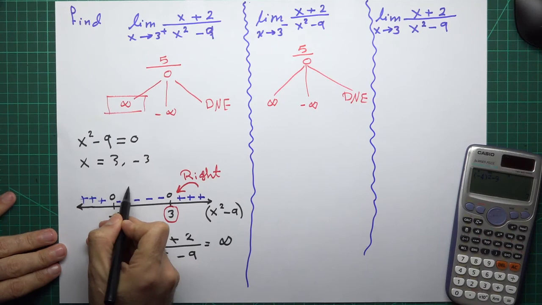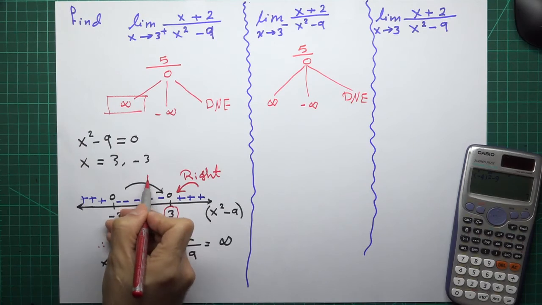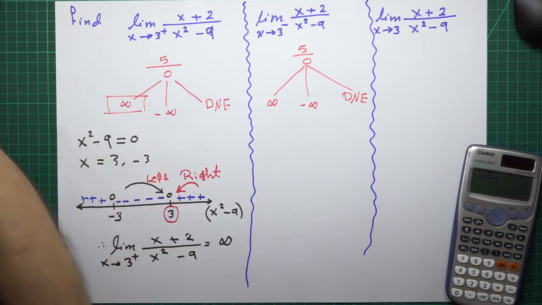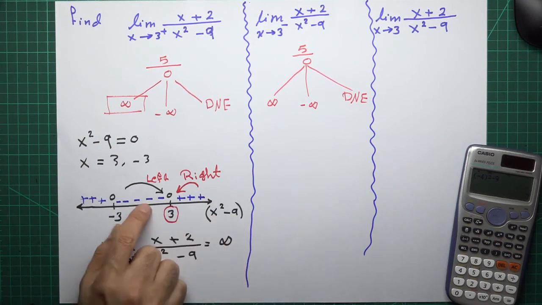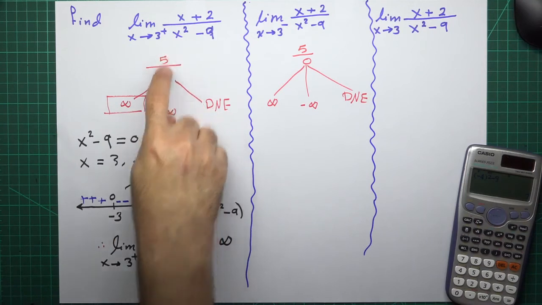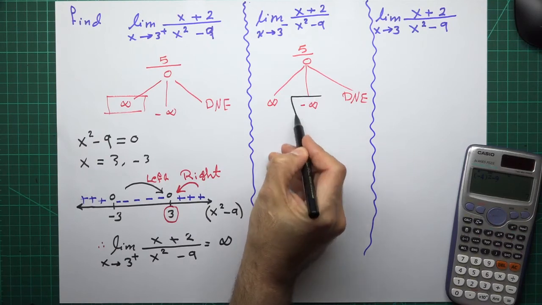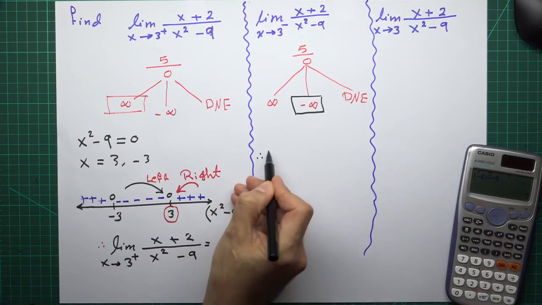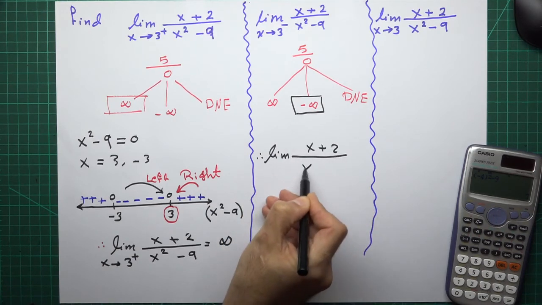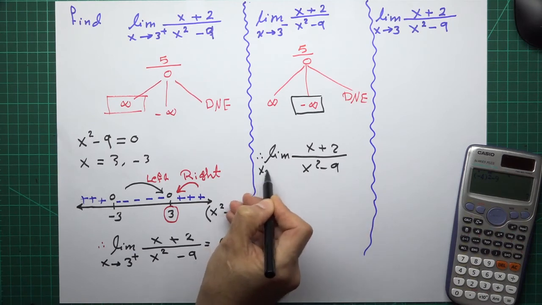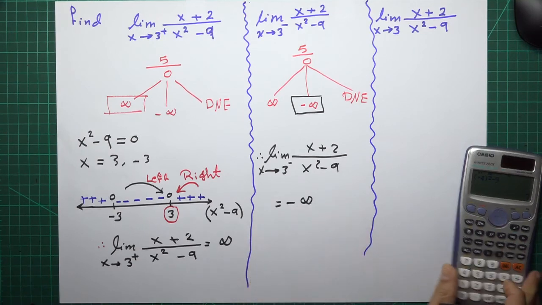طبعا this is the left hand. As you see, function طبعا x squared minus 9 or denominator negative values, so we have 5 over something negative, so the answer will be negative infinity. So limit x plus 2, x squared minus 9, x goes to 3 from left equals negative infinity.